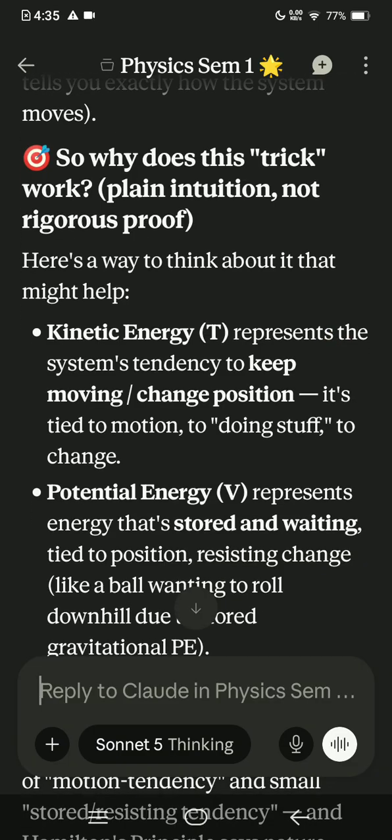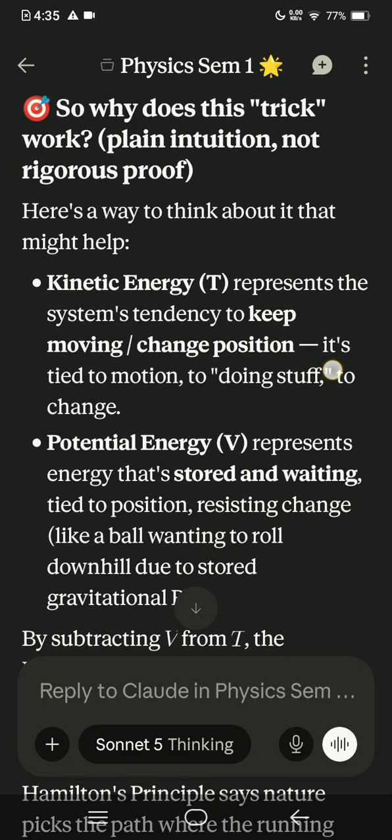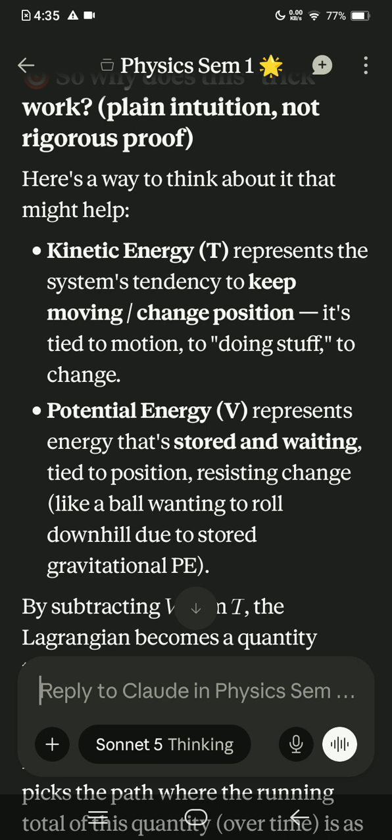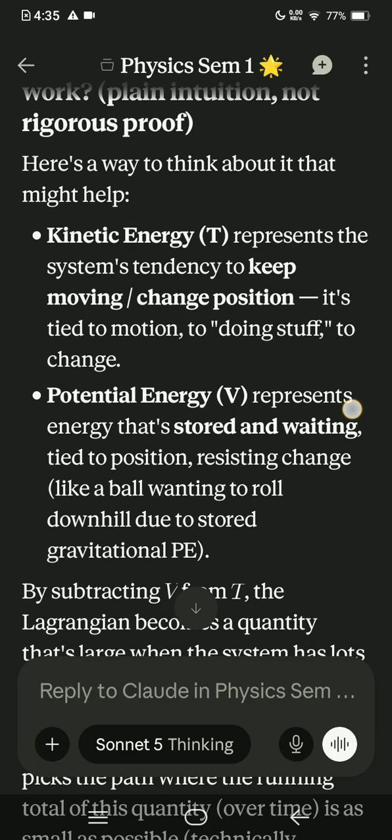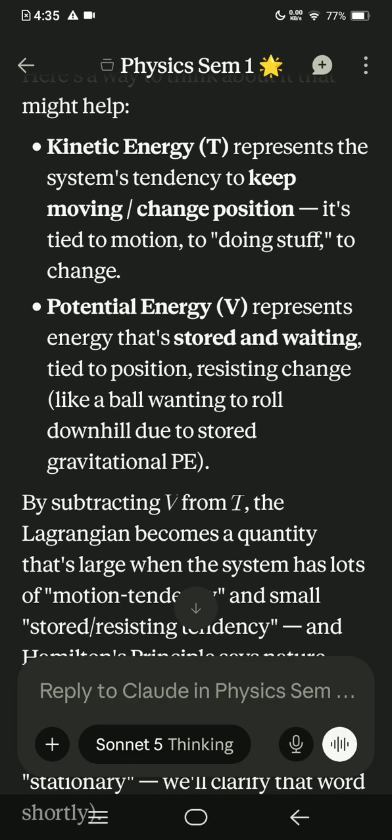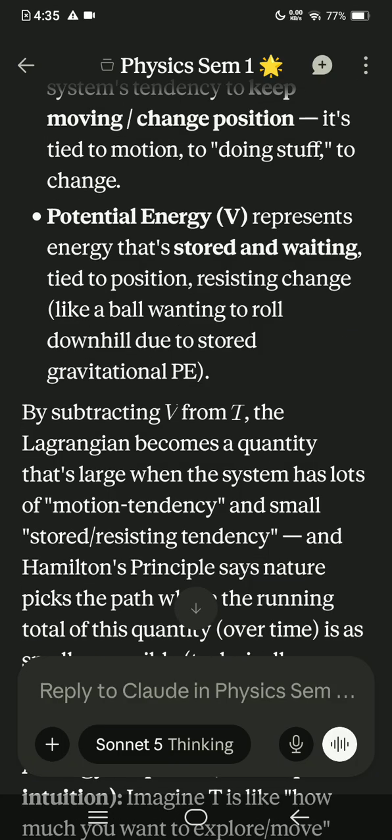Here's a way to think about it that might help. Kinetic energy represents the system's tendency to keep moving, change position. It's tied to motion, to doing stuff, to change. Potential energy represents energy that's stored and waiting, tied to position, resisting change, like a ball wanting to roll downhill due to stored gravitational potential energy.